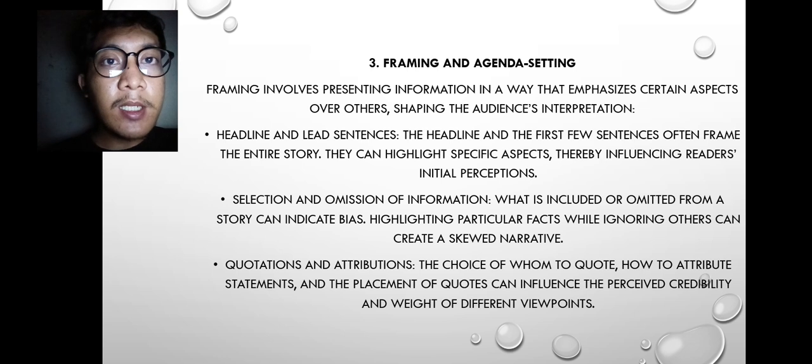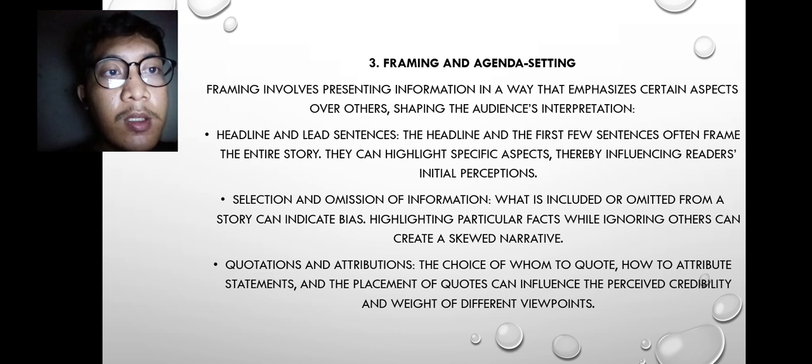Second, selection and omission of information. What is included or omitted from a story can indicate bias. Highlighting particular facts while ignoring others can create a skewed narrative. Third, quotations and attributions. The choice of whom to quote, how to attribute statements, and the placement of quotes can influence the perceived credibility and weight of different viewpoints.